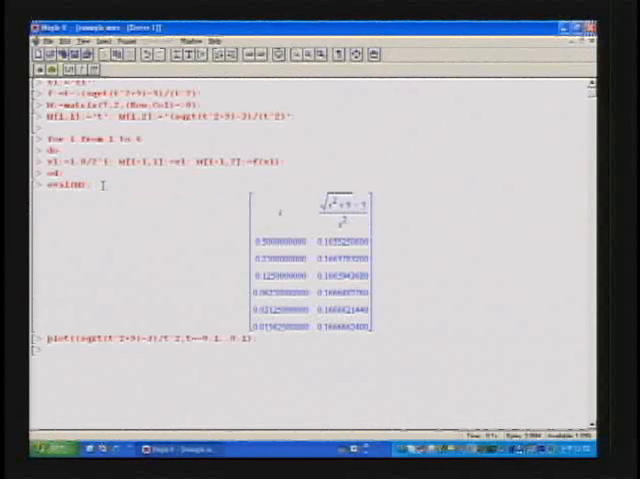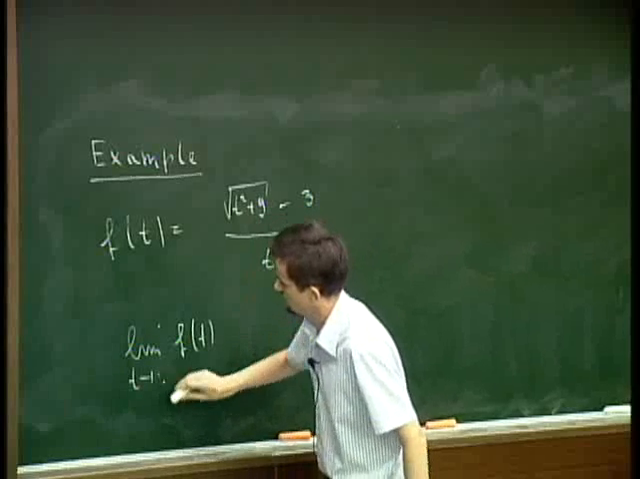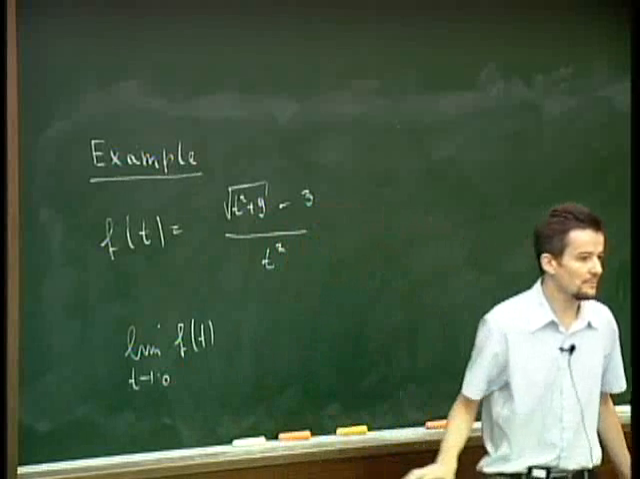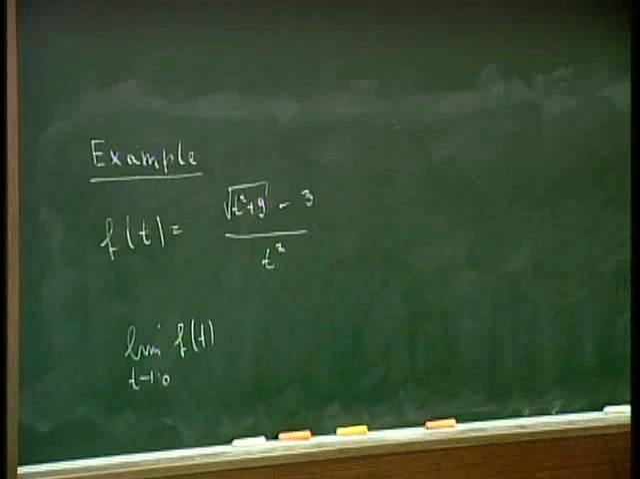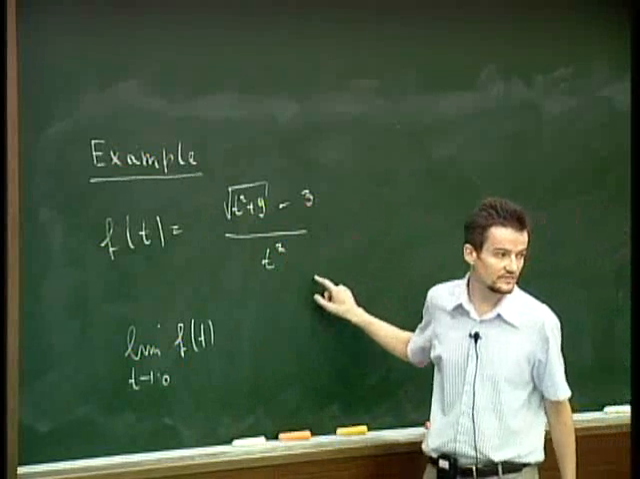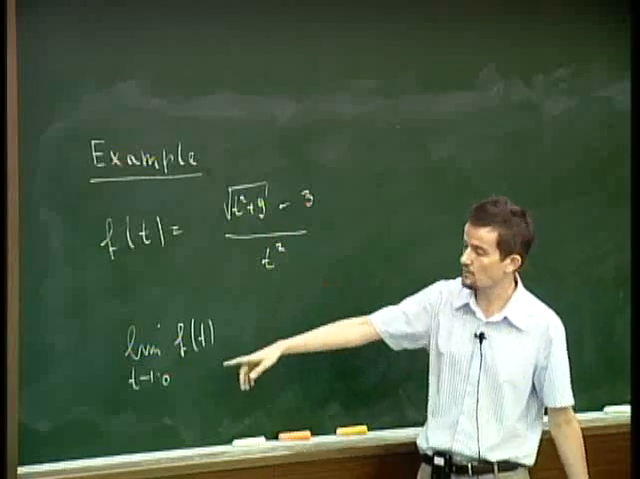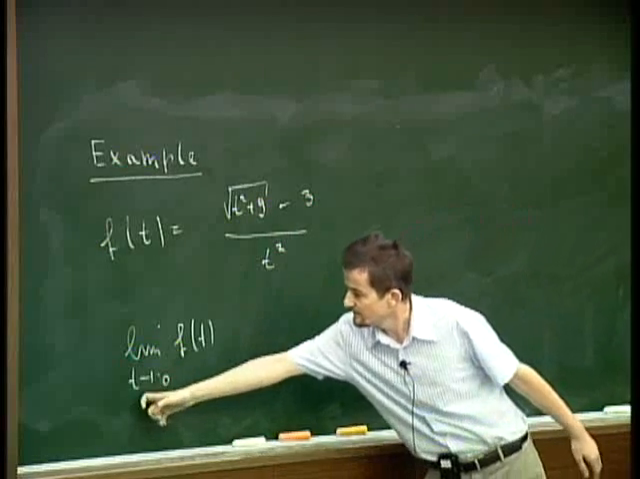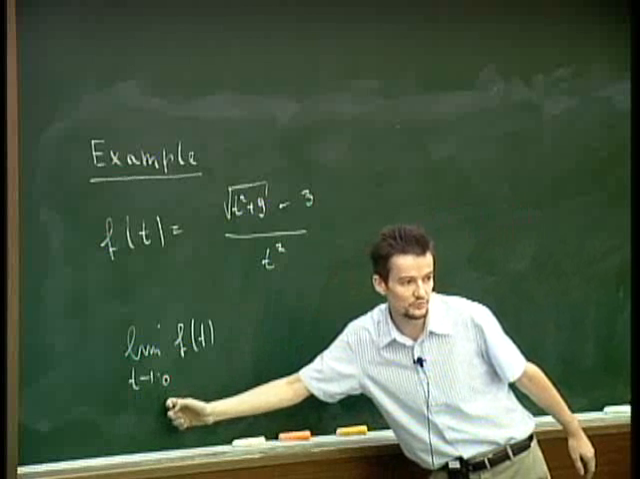Okay, so here we are interested in the limit of f of t as t tends to 0. We are interested in figuring out what happens. The function in particular is not defined at 0, but that is no problem for the limit definition, because t has to be close to 0 but not equal to 0.